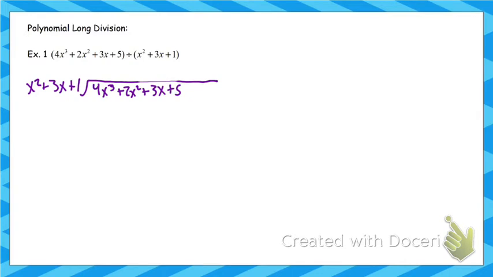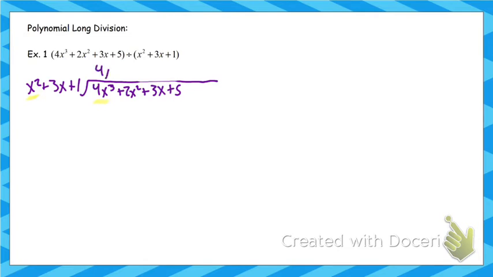Now, to make this process a little bit easier, the number that we write at the top doesn't need to be what this whole thing divides into to get this whole thing. That's not going to work. That's going to be too hard. So all we look at are the first terms here. Okay, so I'm looking at just x squared and 4x cubed. So what I'm going to put up here at the top is something times x squared that gives me 4x cubed. Okay, well, x squared times 4x would give me 4x cubed.